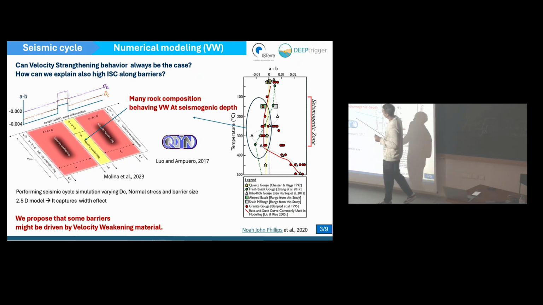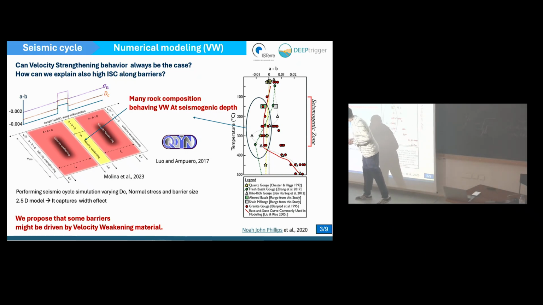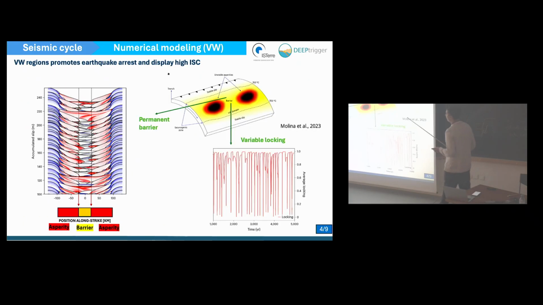Similar to Kaneko, we run numerical simulations of the earthquake cycle, assuming a similar tectonic setting. You have two weakening asperities, and in the middle, you have a barrier that is also weakening, but with a slight increase in the a minus b value. For this, we run many simulations, increasing sigma n, the normal stress, or the critical distance parameter. Then I will show how these velocity weakening barriers usually behave.